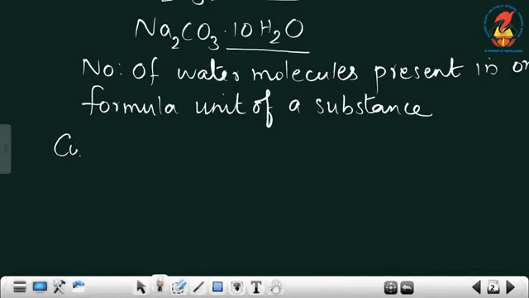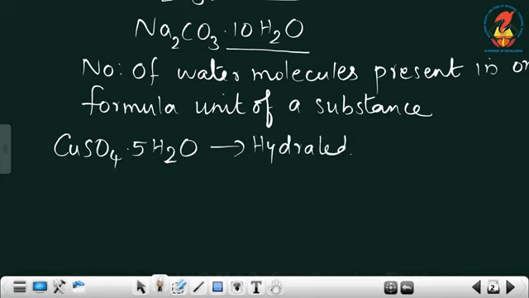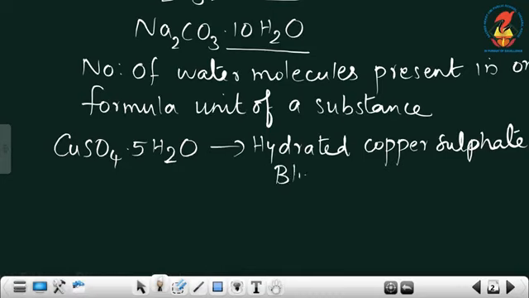The most important one is copper sulfate, CuSO4·5H2O. CuSO4, copper sulfate, blue colored crystal, and it contains 5 molecules of water. We call it hydrated copper sulfate. Hydrated copper sulfate. It is blue in color, so its common name is blue vitriol. Hydrated copper sulfate, CuSO4·5H2O.